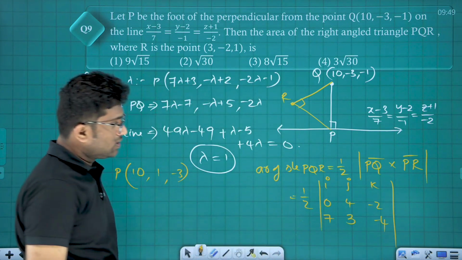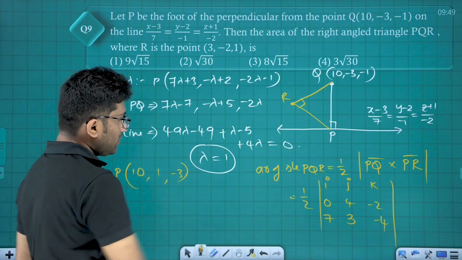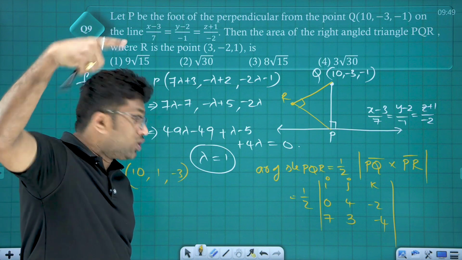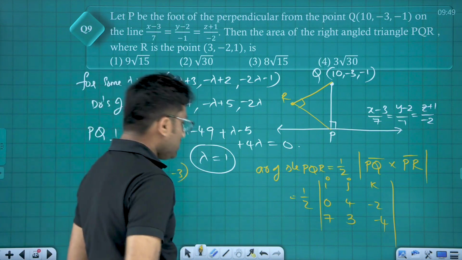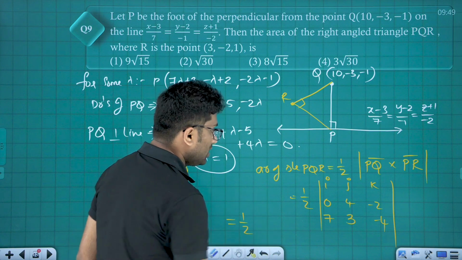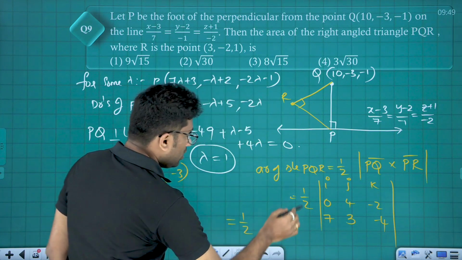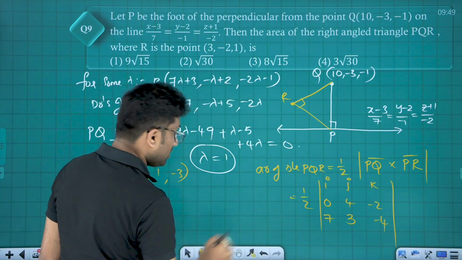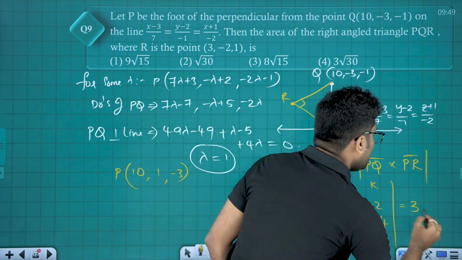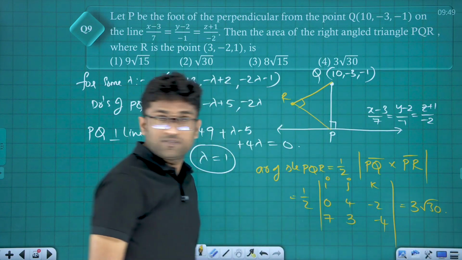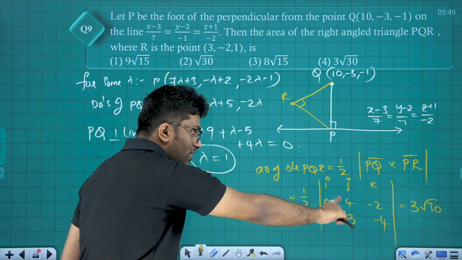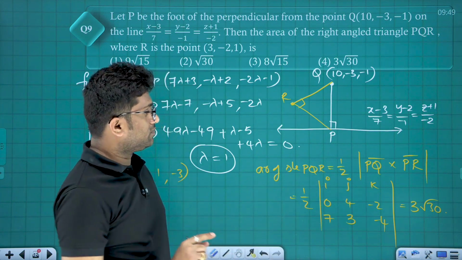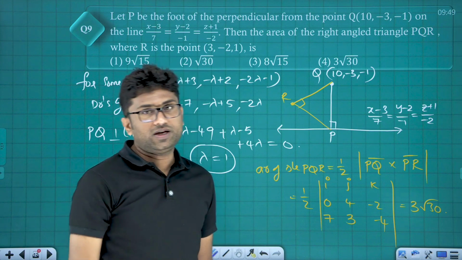So by using this you will be getting a vector. I mean PQ bar cross PR bar, we take the modulus of that vector, divided by 2, and that will be the answer. So if you take the modulus of that and then half into it, the final answer is 3 times root 30. Get IJK, get this particular vector. After getting that, find the modulus of PQ bar cross PR bar. That's how we get it.